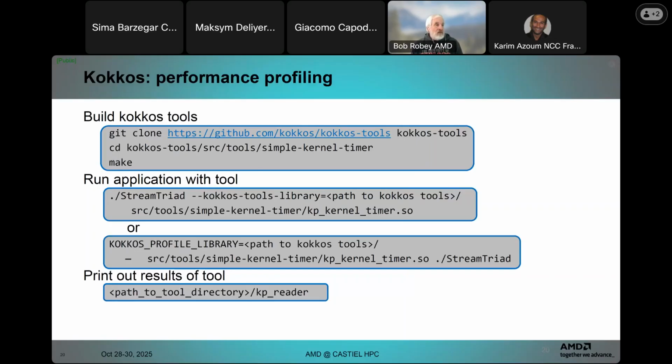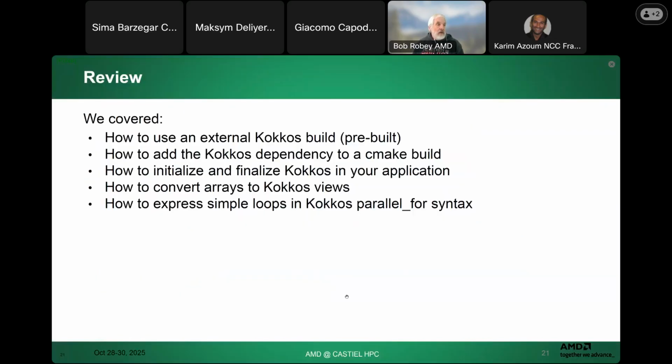We can do performance profiling with Kokkos with the Kokkos tools. These are fairly simple but very powerful. So we can create those tools. We have to separately build them, and then we can run the application with the tool. And following running the application, we can then print out the results of the tool. And it's just going to give a list of what's taking the most time. It's a fairly simple presentation of the profiling results.